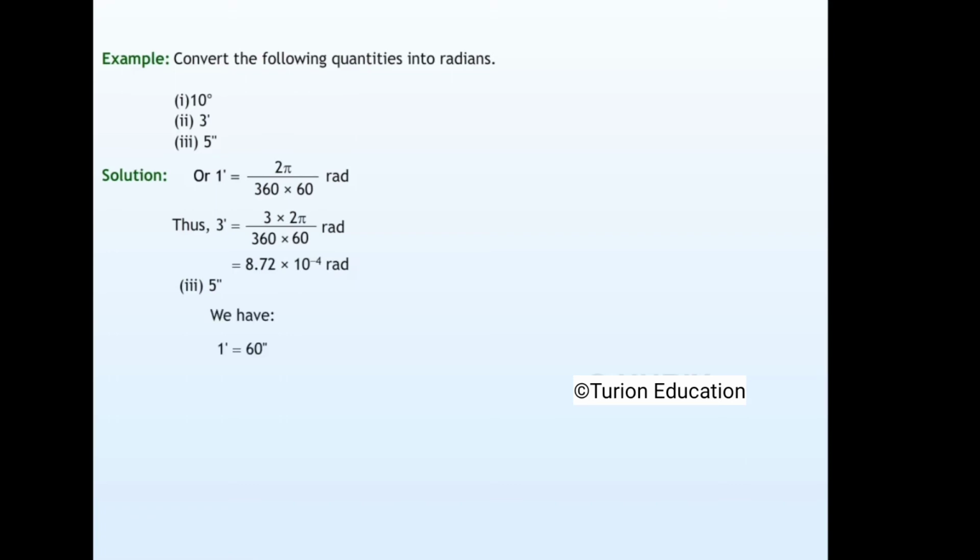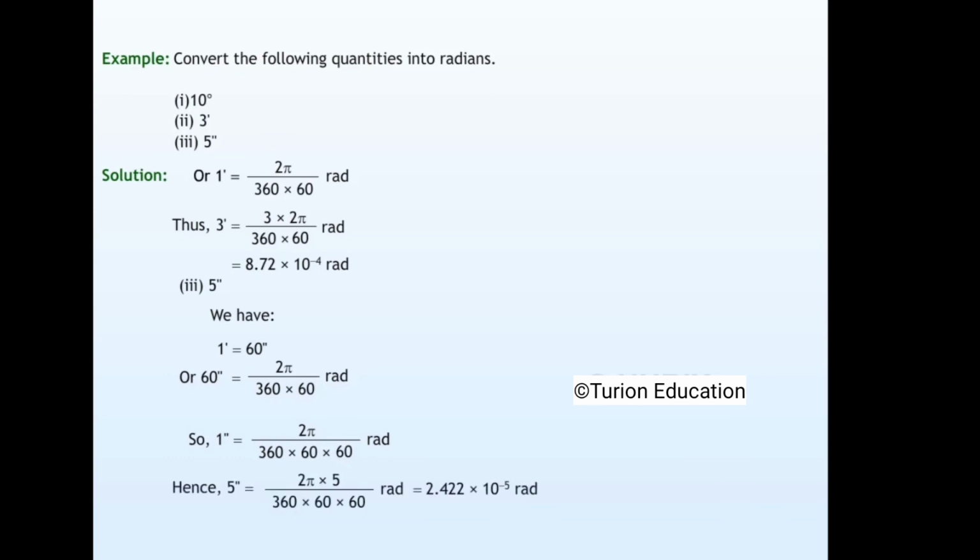5 arc seconds. We have 1 arc minute equals 60 arc seconds, or 60 arc seconds equals 2 pi by 360 into 60 radians. So, 1 arc second equals 2 pi by 360 into 60 into 60 radians. Hence, 5 arc seconds equals 2 pi into 5 by 360 into 60 into 60 radians, which equals 2.422 into 10 raised to minus 5 radians.